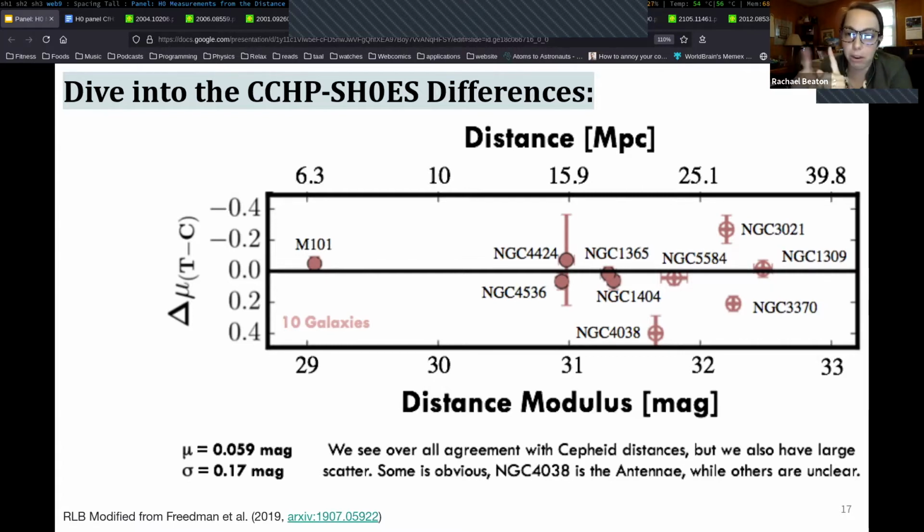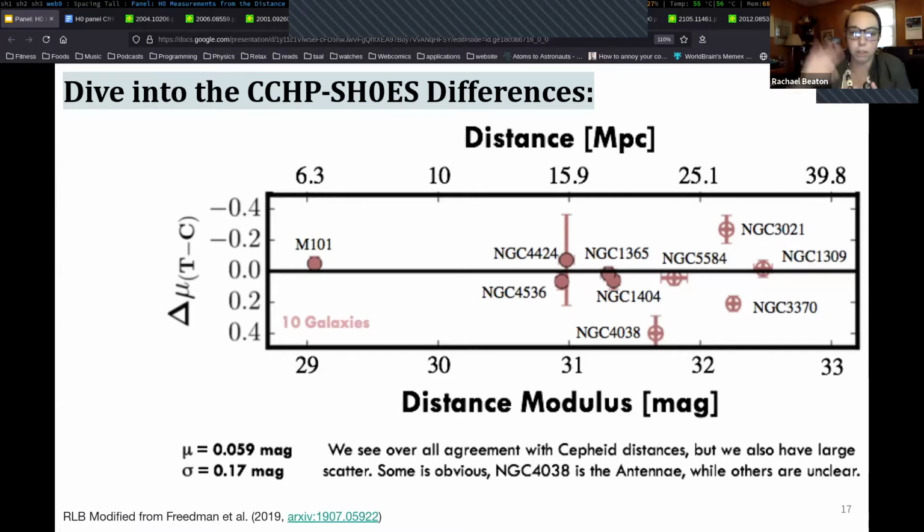And this is just comparing the distances directly. For something like NGC 4038/4039, which is the Antennae galaxy, I could easily see how either one of us could be wrong on that one, or there could be some systematic problem. But for some of these others, they're pretty textbook measurements for either team, and so it's really hard to see something inherent to the technique on either analysis that could be causing it.